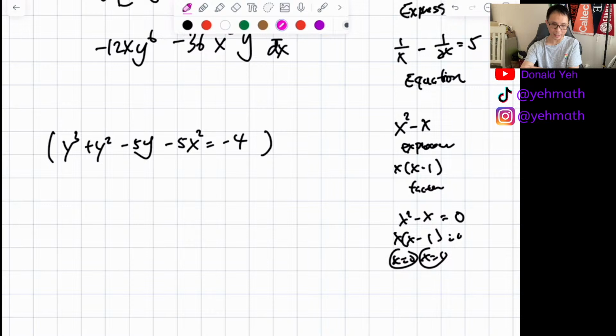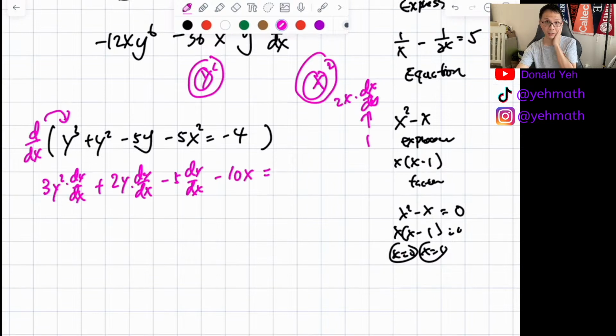Amber, can you tell me the derivative of 5y? 5 times dy over dx. Yep, that's it. And somebody tell me what's the derivative of 5x squared, Connor? 10x. Okay, yeah. Is that dx over dx? Yes, they are dx over dx, but it doesn't show. And then Kadian, can you tell me what's the derivative of the constant? 0? Yeah.